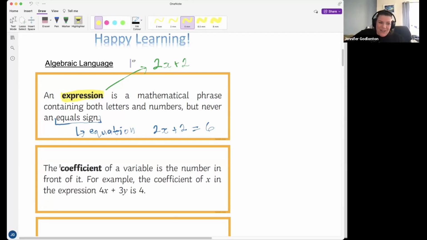Next important word is a coefficient. Coefficient is just a fancy word for saying it's the number that is in front of a variable. So in this case, all of these little letters, this x and this y, those are variables. Let's put those names in just for anyone who's feeling uncertain, or if you haven't done this since grade 8, maybe it's still feeling a little bit vague. So those would be variables.